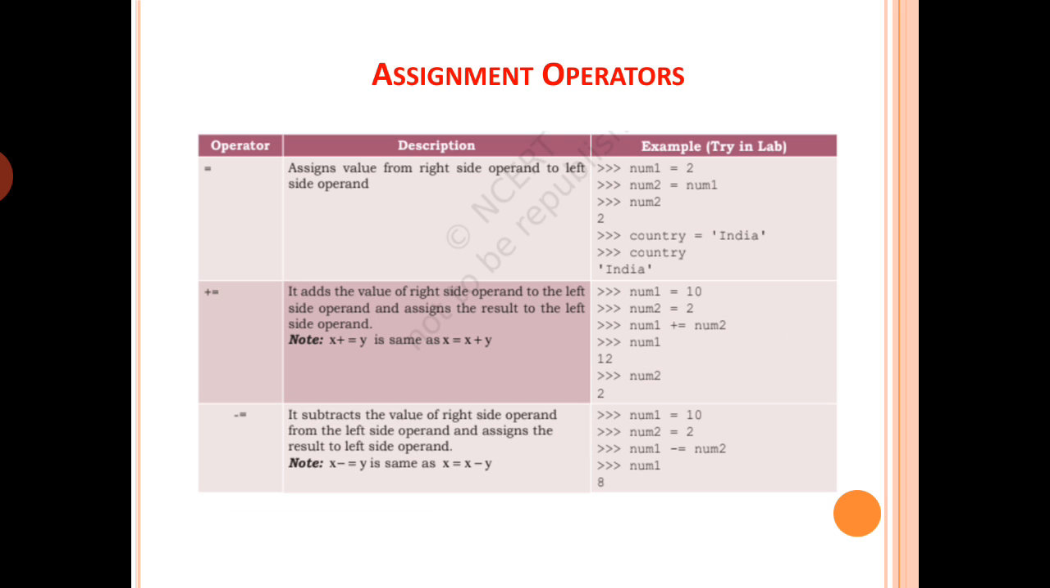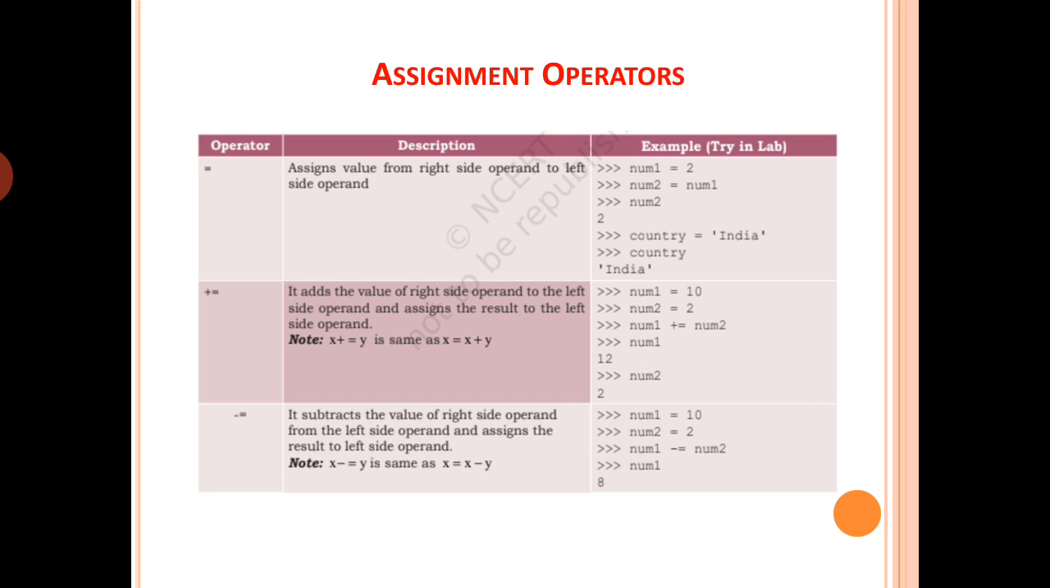Plus and equals to sign operator. It adds the value of the right side operand to the left side operand and assigns the result to the left side operand. For example, num1 is equals to 10, num2 is equals to 2. So num1 plus equals to num2. What will it do? It will do num1 equals num1 plus num2. So it will add the value of num1 and num2 and the value will get stored in num1. So here num1 is written, so it will print 12.